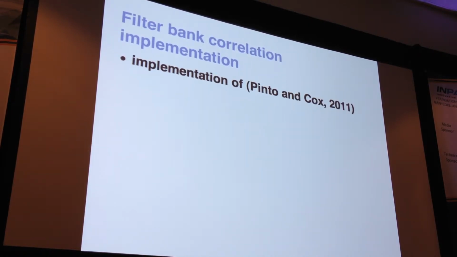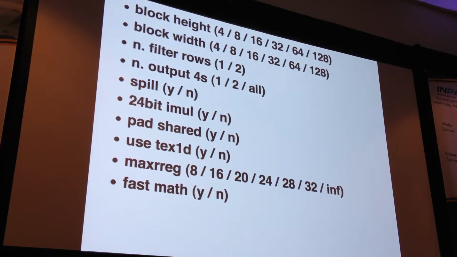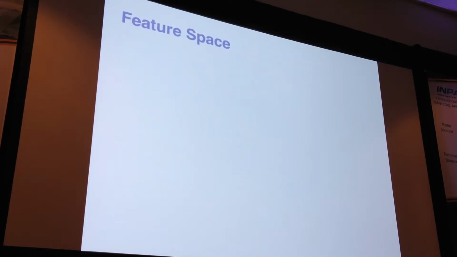The implementation that we used was based on the filter bank correlation code of Pinto and Cox 2011, which is in the paper. I'm actually not going to show you the file. It's like this HTML templating engine generating crazy code, but it's sort of similar to the preprocessor, but really, it can do loops and stuff. So there's a whole bunch of parameters that go into the code generator that are like how big the blocks are, how many rows to compute at a time, whether to do register scaling, whether to use the old style multiplication or the new, and so on. So these are all the different parameters that go into implementation.